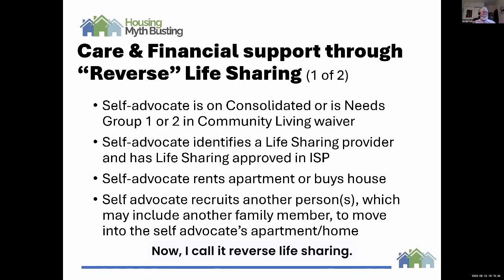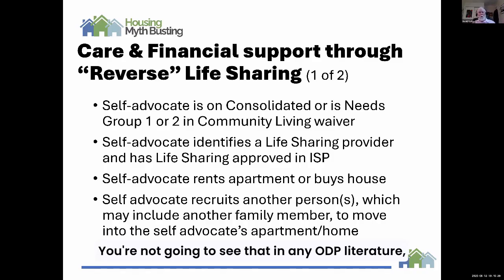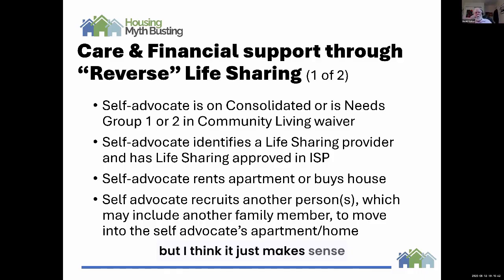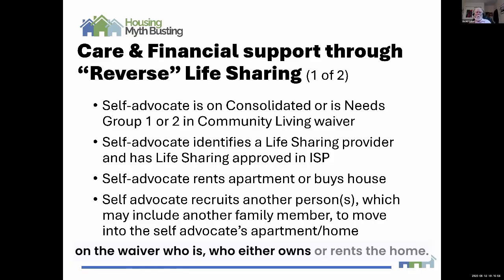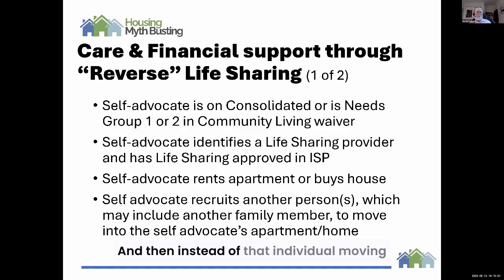Now, I call it reverse life sharing. You're not going to see that in any ODP literature, but I think it just makes sense to describe it in this fashion, because this is a model which is permissible under the waiver. It is spelled out in the waiver, where it is the individual on the waiver who either owns or rents the home. And then instead of that individual moving into someone else's home, that individual recruits someone or a family to move into their home, whether it is an apartment or a house. So that is a model which I think is interesting.